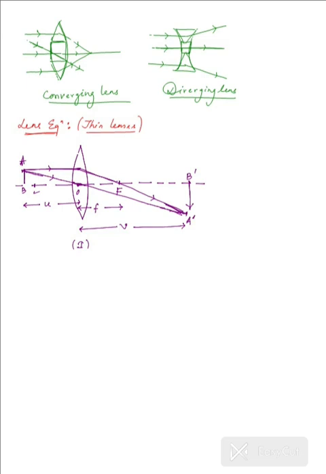Now I'll be drawing another case that will have the object placed within the focal length of the convex lens. Let's see how it behaves. So I've taken a fresh page for that. So first of all, we have the lens with its optical center and the principal axis passing through that optical center.